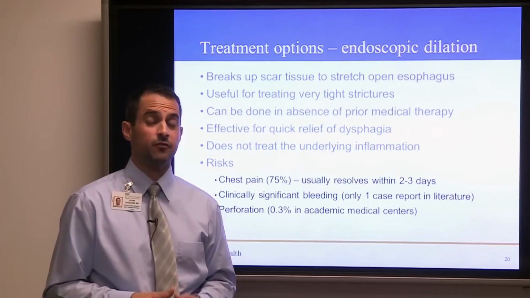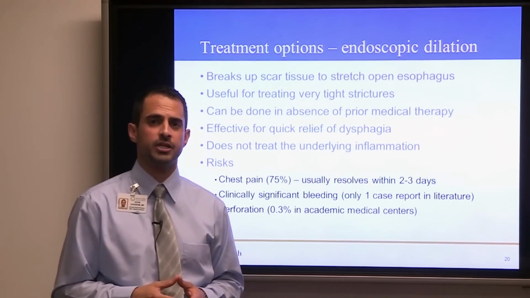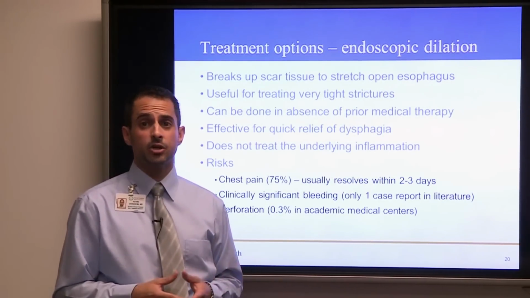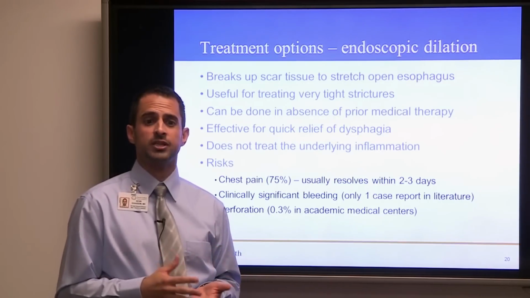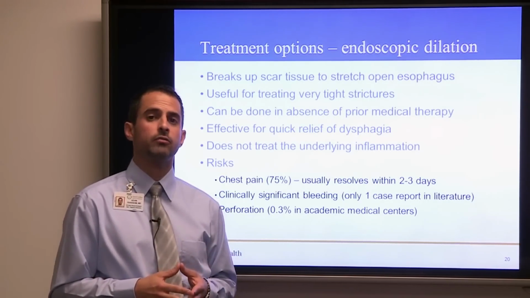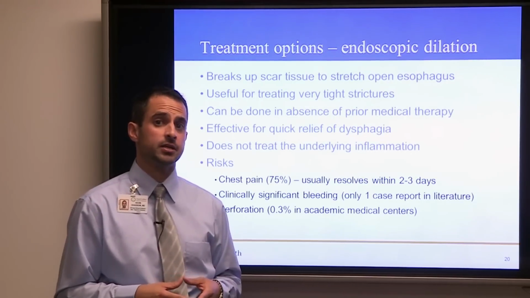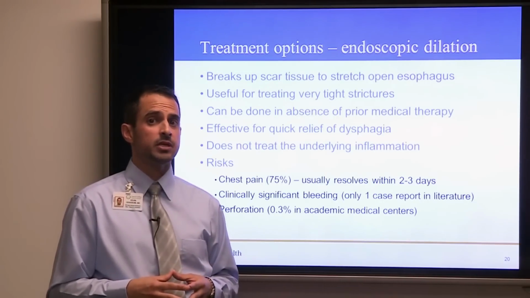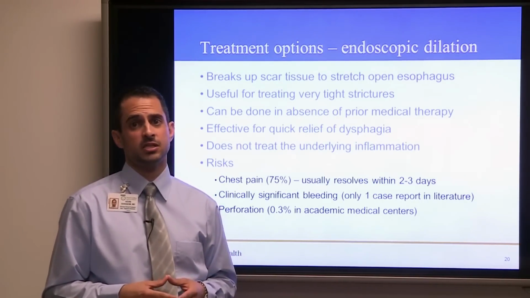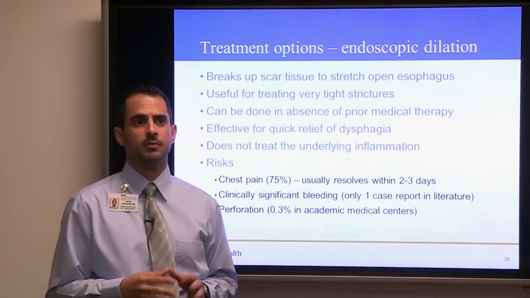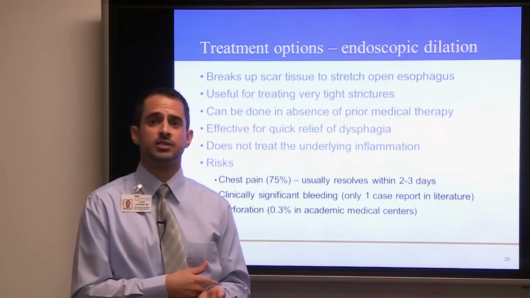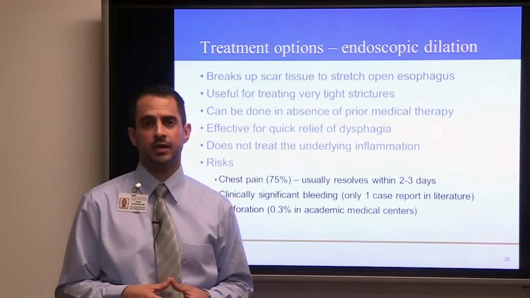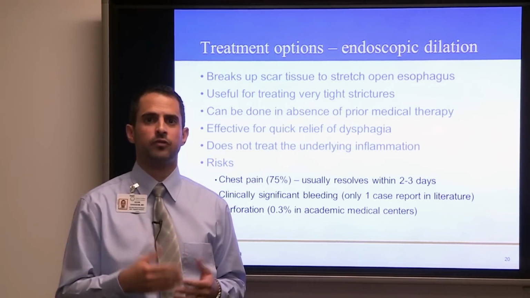Probably the most scary risk, and fortunately the most rare, is what's called a perforation, which is a full thickness tear through the esophagus. And this is something that could be life-threatening. It's fortunately very rare, reported in only about 0.3% of patients having dilations done in academic centers. And while a surgery sometimes may be needed to help close the defect, sometimes patients need to be just hospitalized, kept in such a way that they're receiving nutrition through an IV as opposed to taking it by mouth, maybe getting antibiotics also to help prevent any infection until this perforation heals up on its own.